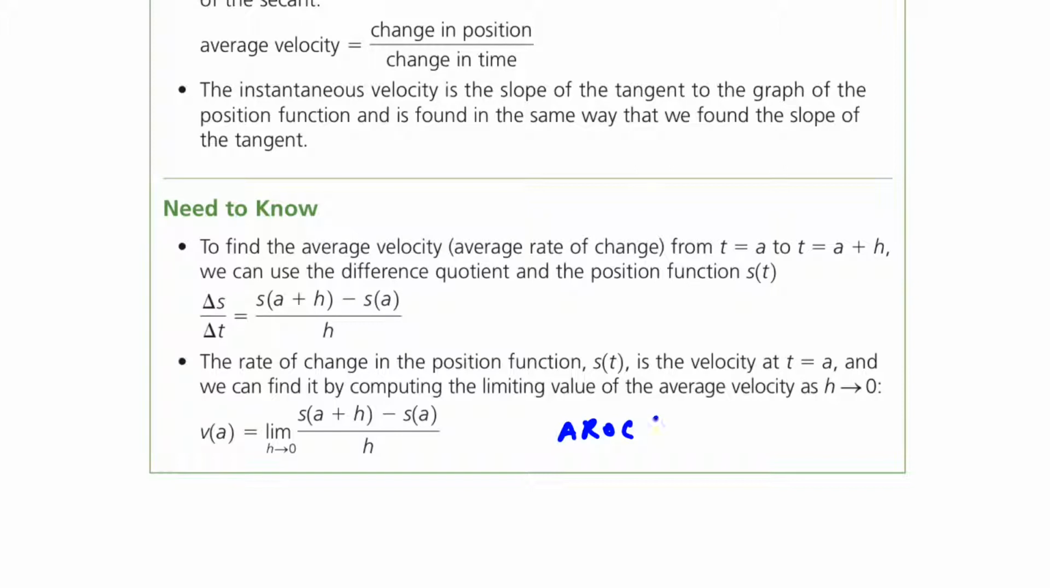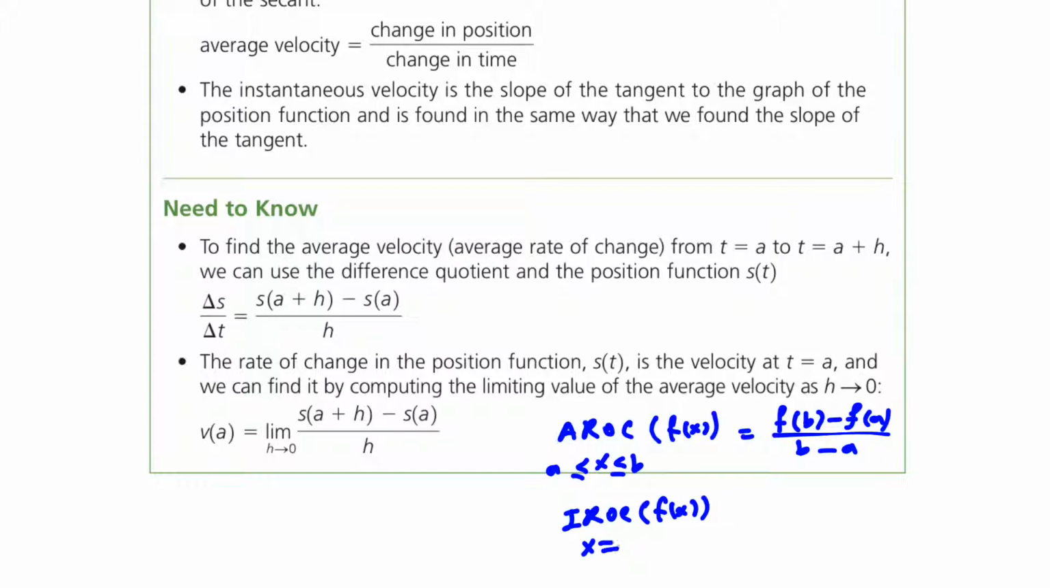Average rate of change of f of x when x is between a and b is f of b minus f of a divided by b minus a, and instantaneous rate of change of f of x at x equals a is limit of f of x minus f of a divided by x minus a as x approaches a.